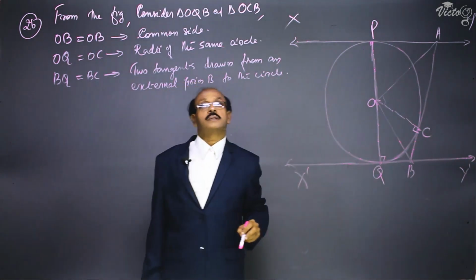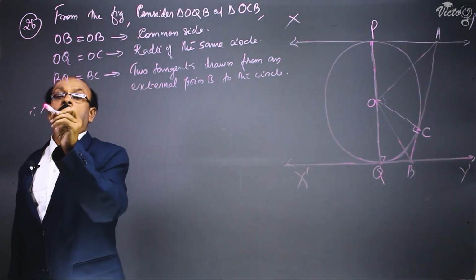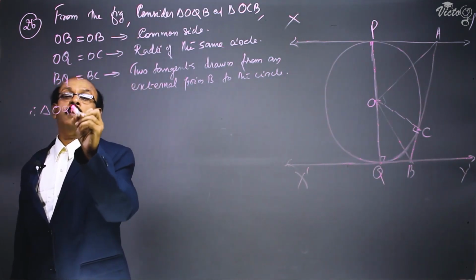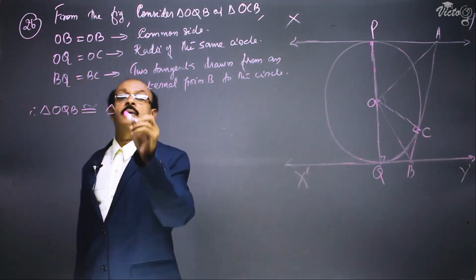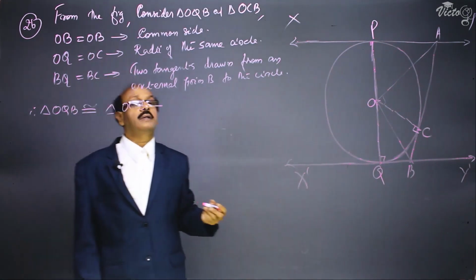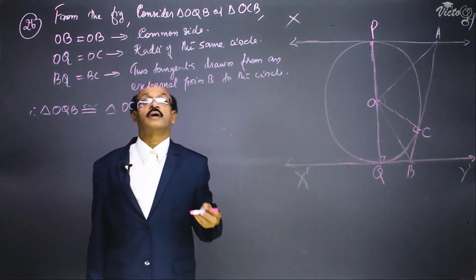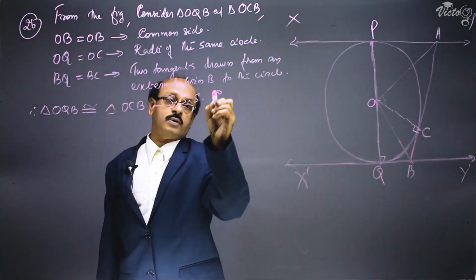Therefore, the two triangles are congruent. Therefore, triangle OQB is congruent to triangle OCB. Here we are getting the lengths of three sides equal. Therefore, it is the SSS congruence rule.